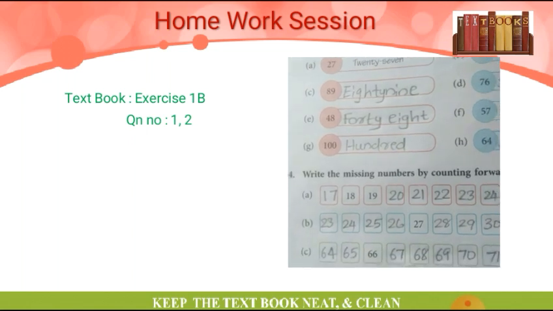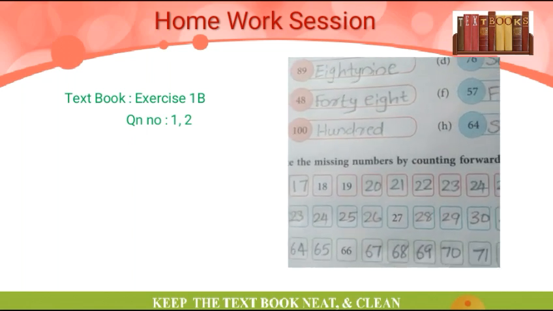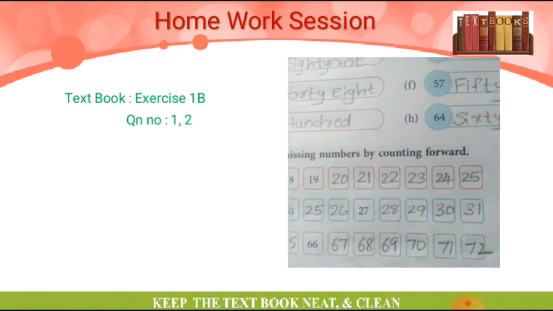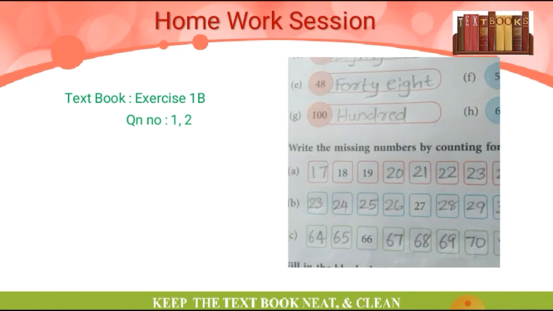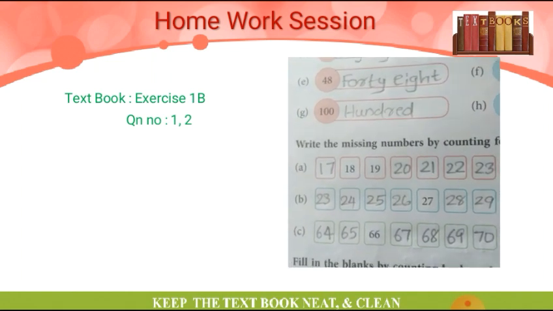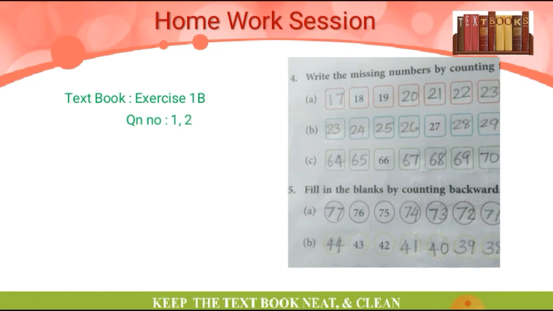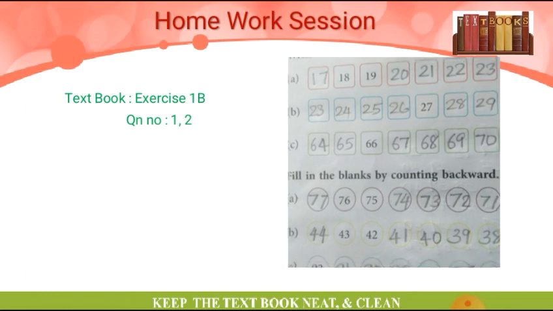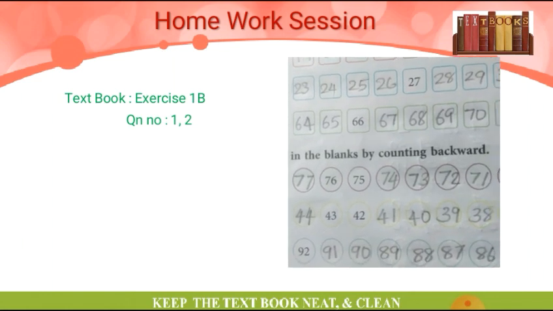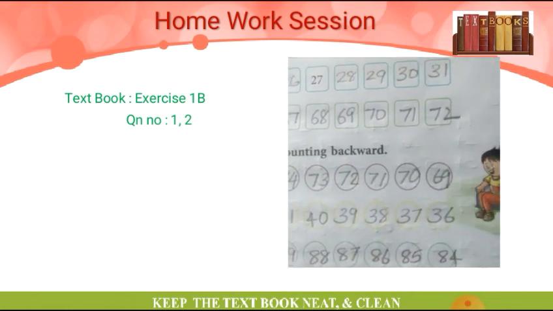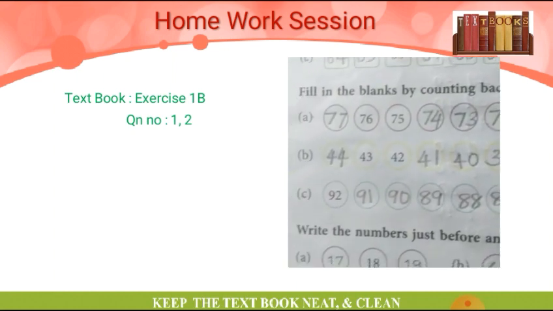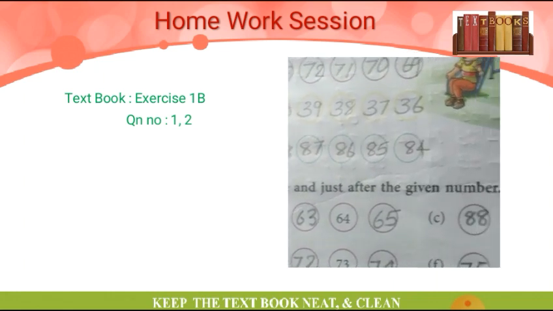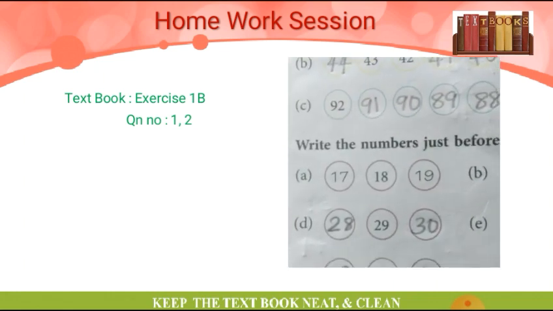Then write the missing numbers by counting forward. So these are the answers given. Okay, you can see. Yes, you can refer to these answers. This is the part 1 homework answers. Then fifth question, fill in the blanks by counting backward. That also, these are the answers. Okay, so you can refer to this. Then our sixth question, write numbers just before and just after the given numbers. So that is here.